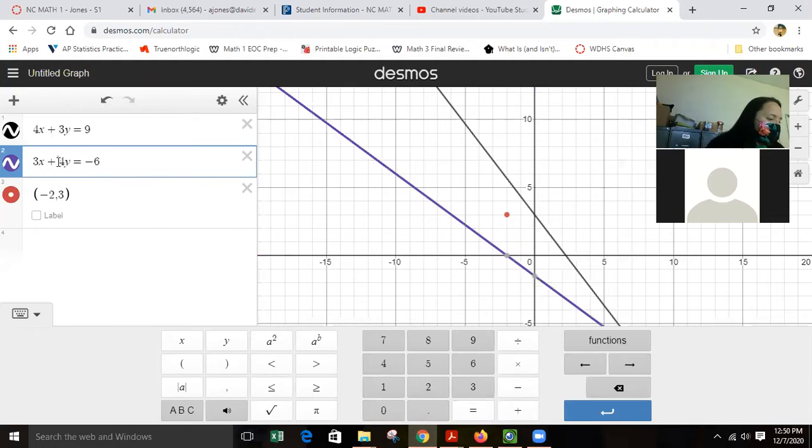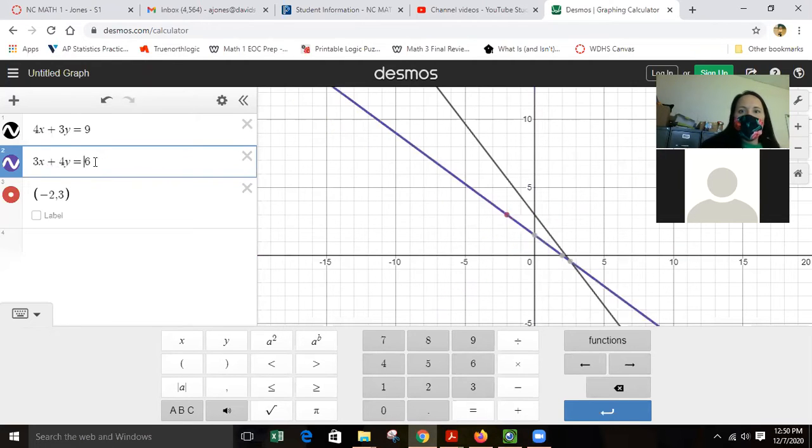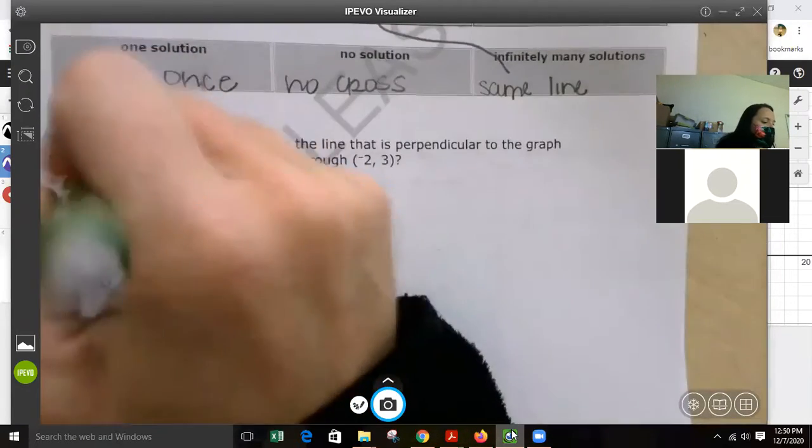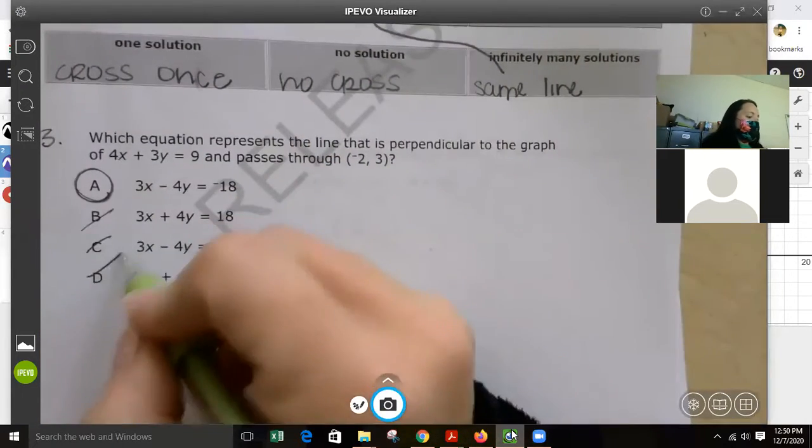And then one more. 3x plus 4y equals positive 6. If you look at this, it crosses through the point, but is it 90 degrees? You guys see what I'm talking about? So this one's more of an x than we want a t. So on perpendicular, you want t's. Everybody good? All right, so your answer for number 3 was A. We eliminated all of these other ones.